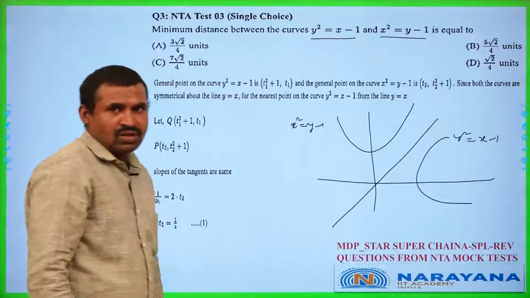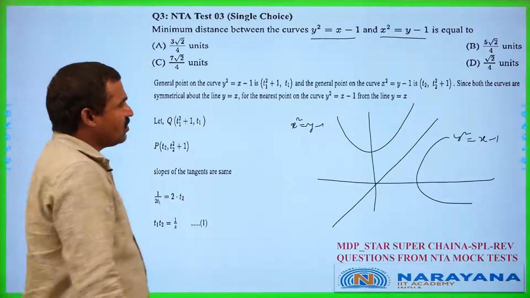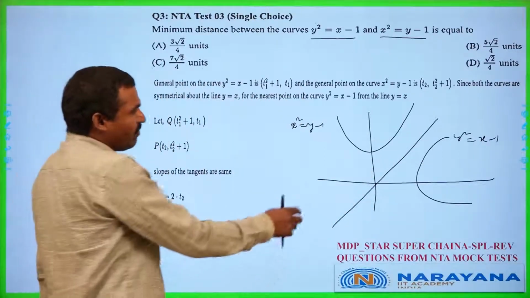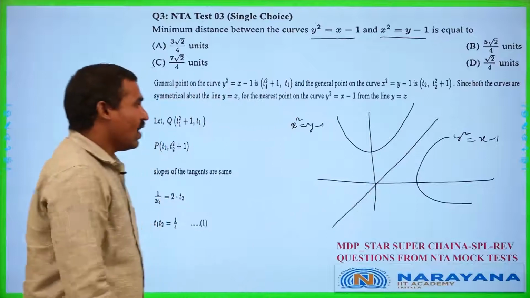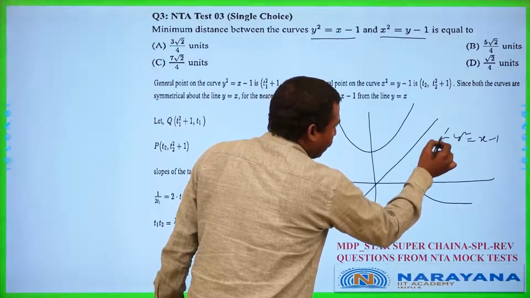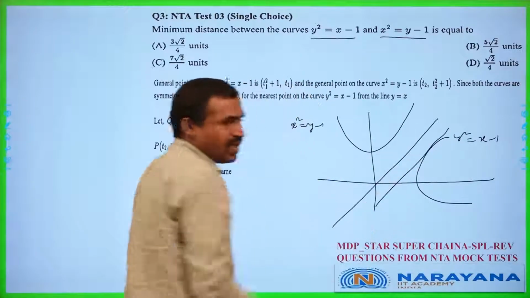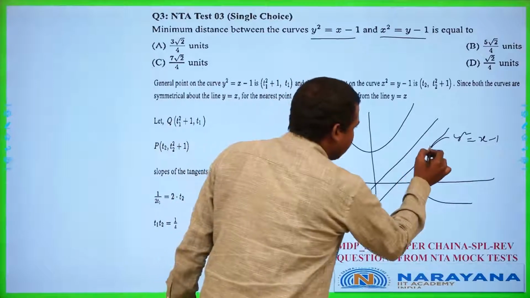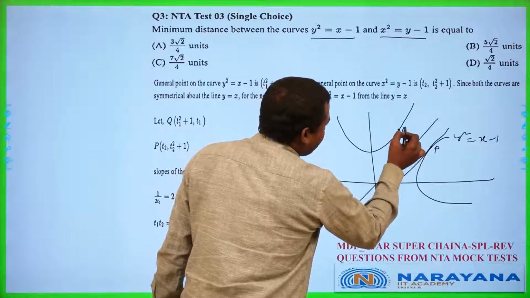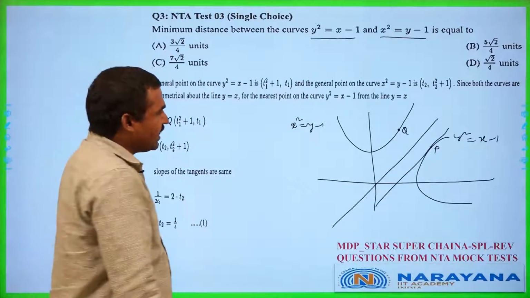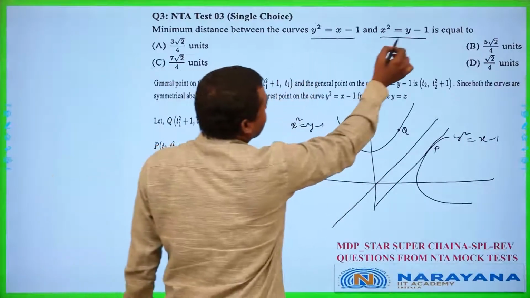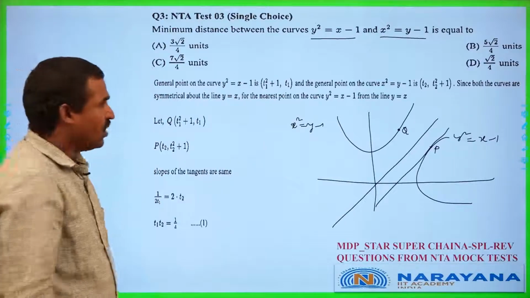We know that the minimum distance between two curves is along their common normal. Along their common normal means the tangent to the curve at that point should be parallel to y is equal to x. Suppose this point is P and the image of P with respect to y is equal to x is Q. Then the distance between P and Q is the minimum distance between y square is equal to x minus 1 and x square is equal to y minus 1.